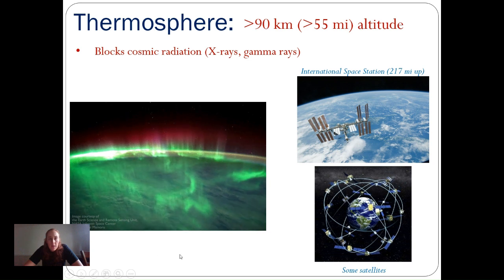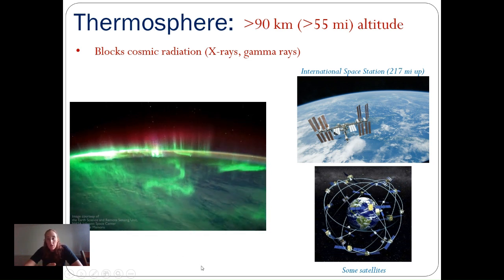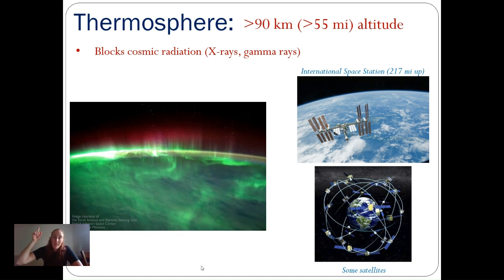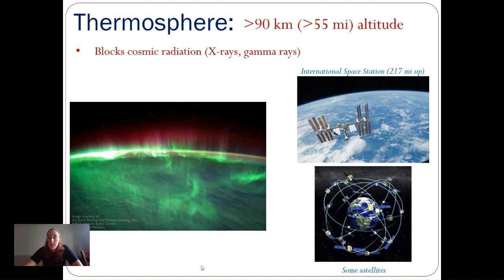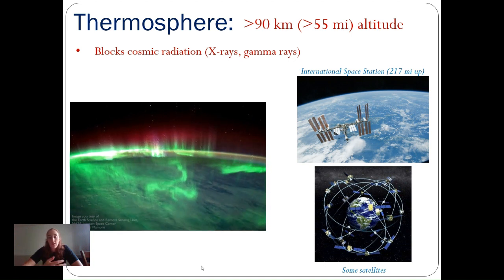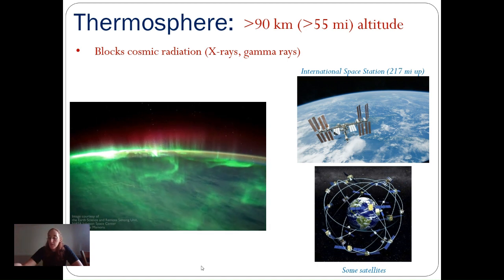Other things about the thermosphere: if you've ever seen the northern lights, or the aurora borealis, they are in the thermosphere. So if you ever see them, you know that they're at least 55 miles up above your head. The International Space Station is about 217 miles up. And all of our satellites, or almost all of our satellites, are orbiting in the thermosphere.